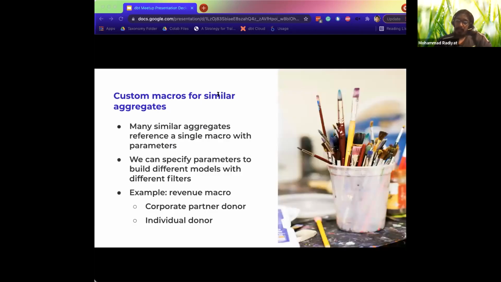So inspired by the built-in macros, we also decided to use a bunch of custom macros. We had to build quite a few metrics for this Equity Aggregates Explorer, but a lot of the aggregates are actually really similar. So for models that are similar, we just created a single macro with different parameters. So for example, the revenue model that I mentioned earlier actually comes from an internal revenue macro. That macro includes a parameter that helps us filter the model for only revenue for a corporate partner donor or for an individual donor, for example. All we need is a single parameter to flip that switch on and off.